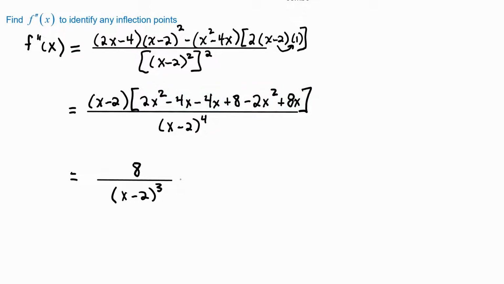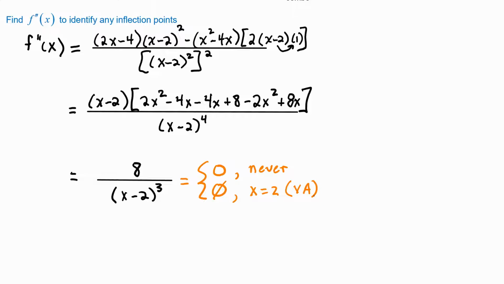And now here, we have to set this to 0 and does not exist. Now this rational expression, there's no value that we could put in for x that would turn the numerator into 0, so this is a never. And down here, we know it does not exist at x equals 2, but again, let's remind ourselves that is a vertical asymptote.